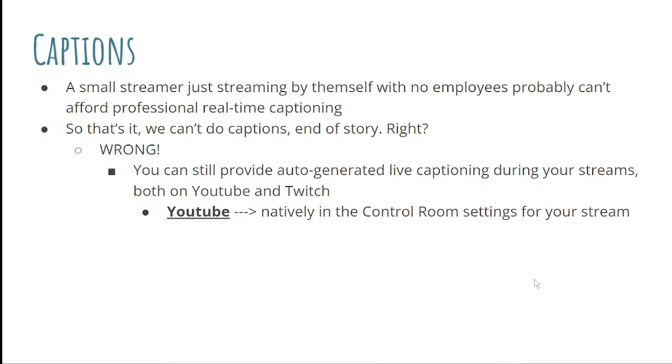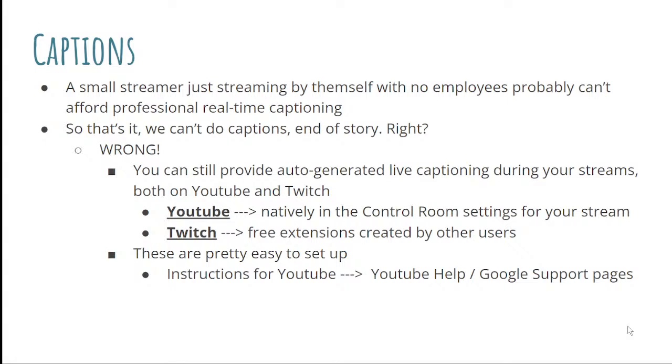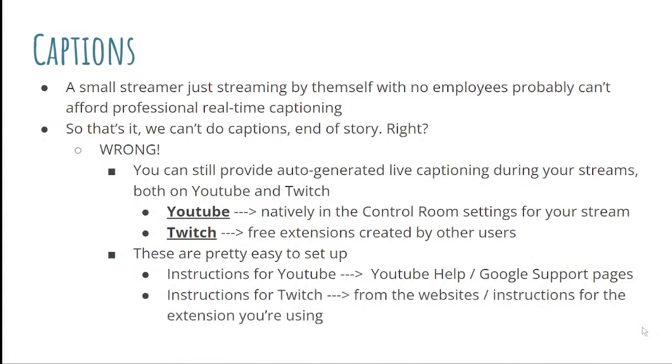In YouTube, you can do this natively from the control room settings for your stream. And through Twitch, you can do these through free extensions that are created by other users. They're pretty easy to set up. The instructions for YouTube captions are available through the YouTube help and Google support pages. And the instructions for Twitch are available from the websites or instructions for the extension that you're using.